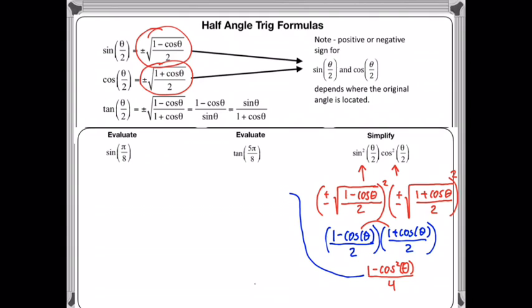I'm always running out of room on these things here. And so 1 minus cosine squared theta, again from the Pythagorean identity that we see a gazillion times, it seems like, sine squared theta equals 1 minus cosine squared theta. So I'm going to substitute in the sine squared theta. And there we go, divided by 4. And it looks like that's about as far down as we can take it.